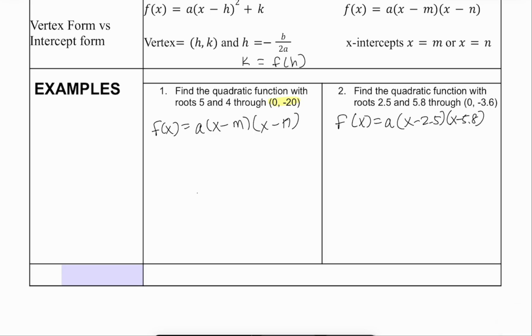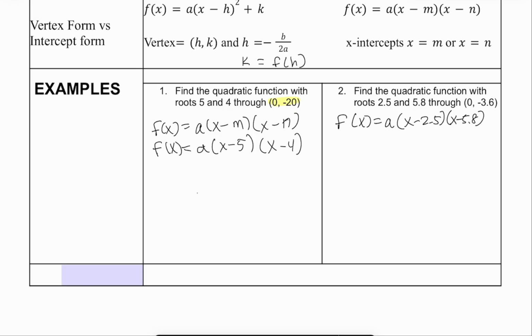So now let's look at two examples that use that intercept form. It says, find the quadratic function whose roots are 5 and 4 through the point (0, -20). So I've written that intercept form right here, and so let's plug in our intercepts. That would be a times the quantity x minus 5 times the quantity x minus 4. You always change those signs. The 5 and 4 were positive, but in the formula they become negative. It's always the opposite of what they were.